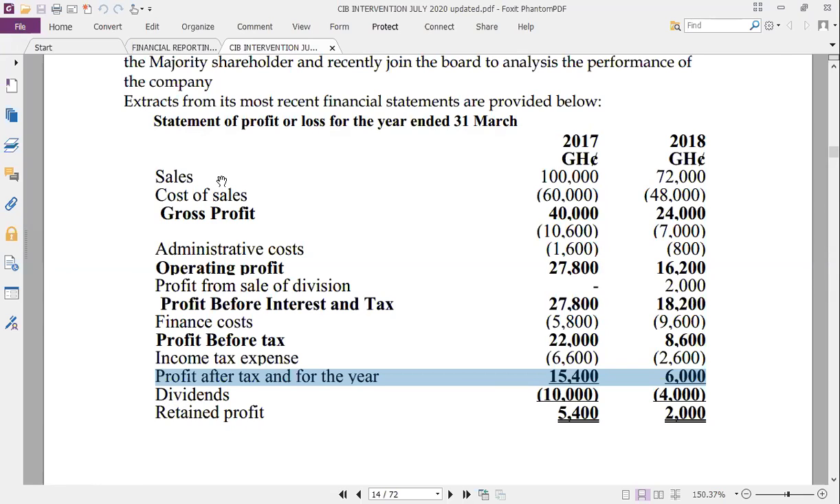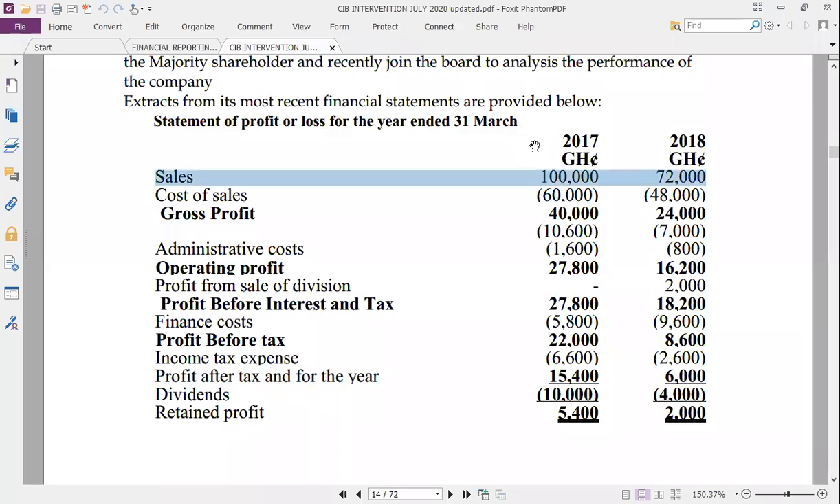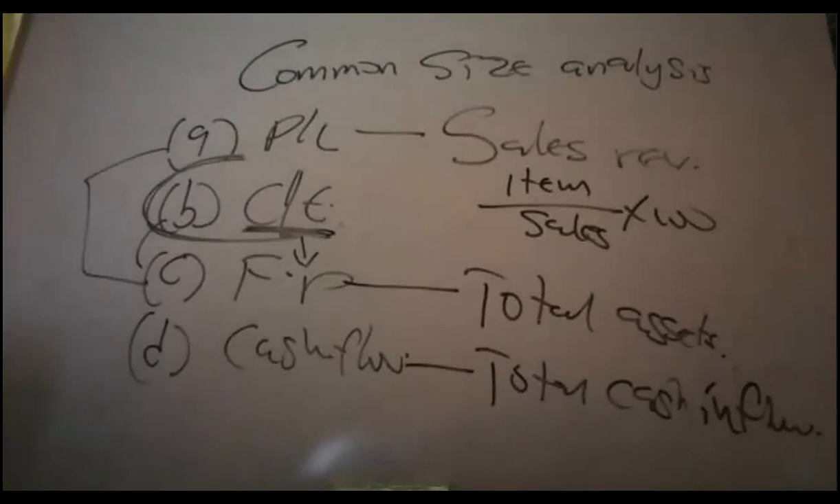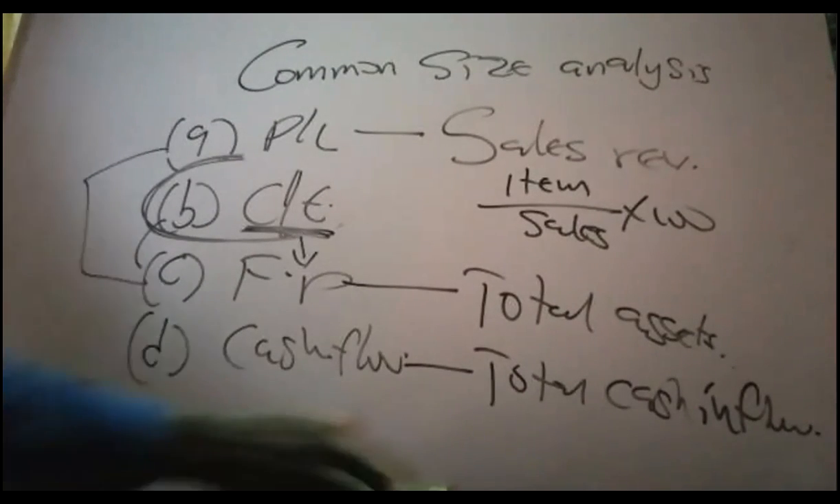So you start from the sales revenue. So what's the common base here? Common item, sales revenue. So you pick cost of sales, then you divide it by the sales, then you multiply by 100%, then you put the answer down. So this is how the format will be like. So first, we have to write the common size analysis.